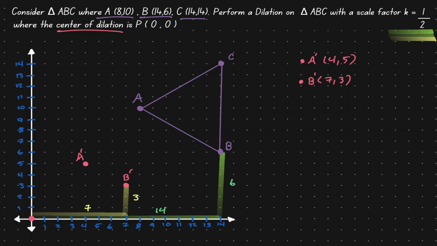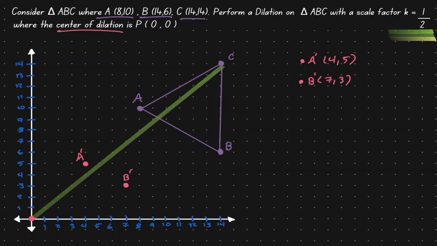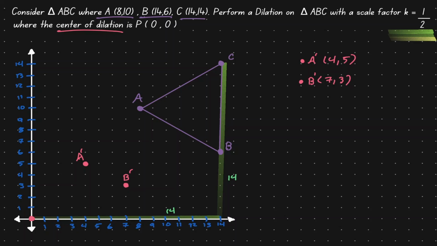Now let's repeat the same process, but for point C. We're not going to take a look at the diagonal distance. Instead, let's look at the horizontal distance, which in this case is 14, and the vertical distance, which in this case is 14 as well. Remembering that our scale factor is 1/2, let's halve the horizontal distance. Instead of moving 14, let's move 7 units. And let's halve the vertical distance. Instead of moving 14, let's move 7 as well. Then we have found our coordinate point, C prime.